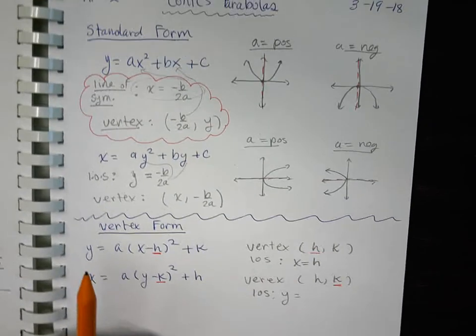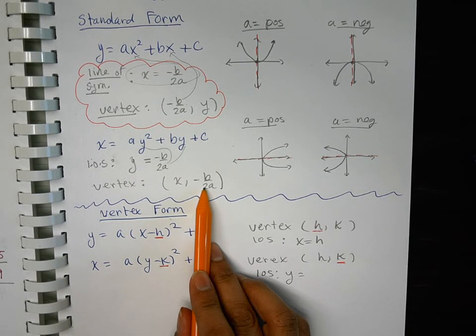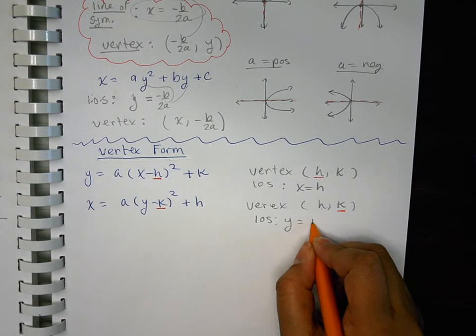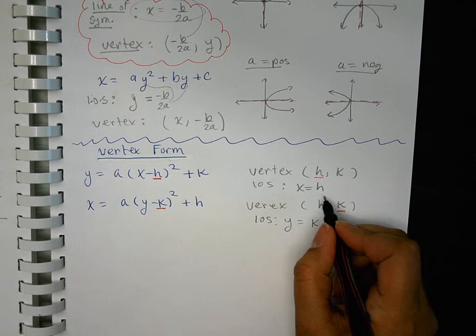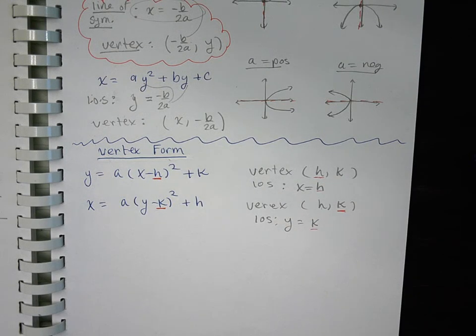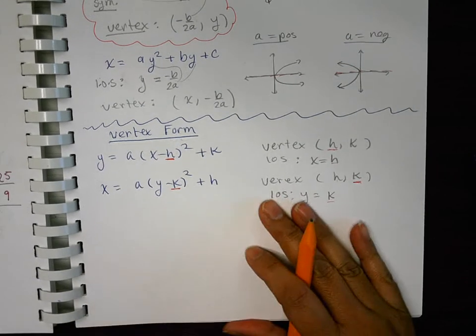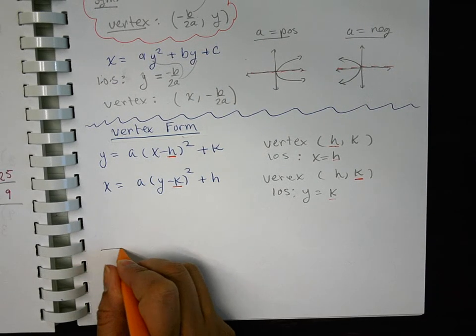And here, for the sideways, y equals negative b over 2a is always the y value. So what is it going to be here? Y equals h or k? K. Questions? All right. Next thing we're going to talk about is focus and directrix. You guys have dealt with that before, correct?